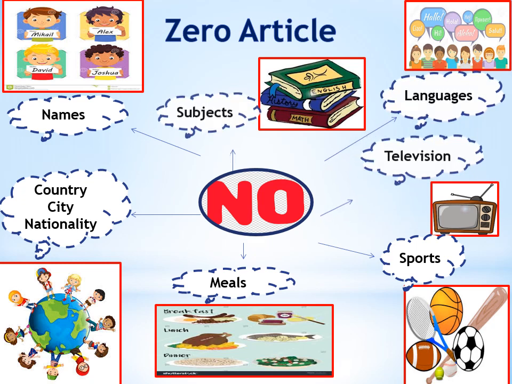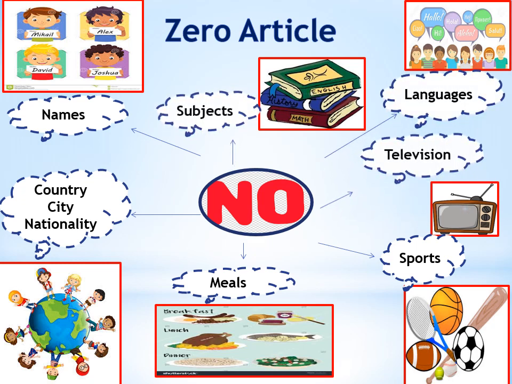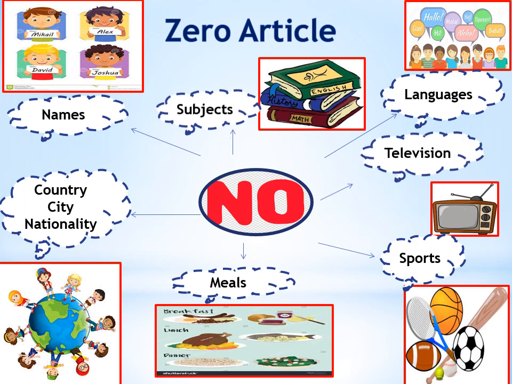Also languages don't take the or a or an before them. We say I speak French. We don't say I speak the French, I speak a French, I speak an French. Also the word television. We don't put any article before it. I say I usually watch television at night. Not I watch a television or an television or the television at night.